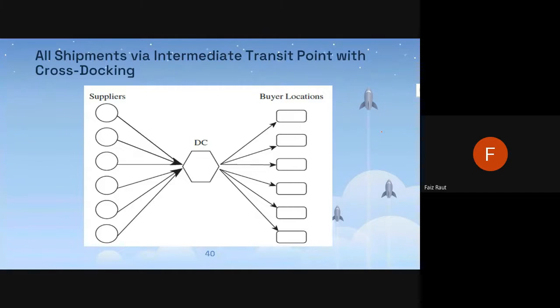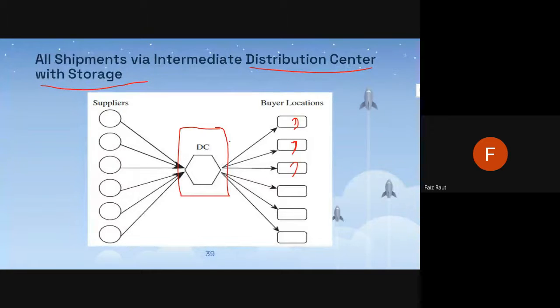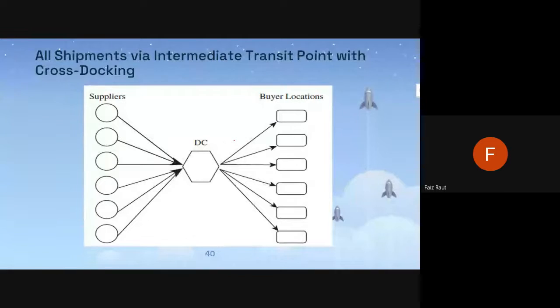Then second last, I guess, all shipments via intermediate transit point with cross docking. What is cross docking? This diagram is exactly the same as the earlier one, distribution center with storage. The only thing is the storage is not there in the distribution center. All the supplies will be delivered here, and within 1 or 2 days they will be delivered to the buyer location. This distribution center will not store the materials for a longer time. That is cross docking. There is just a transit point.